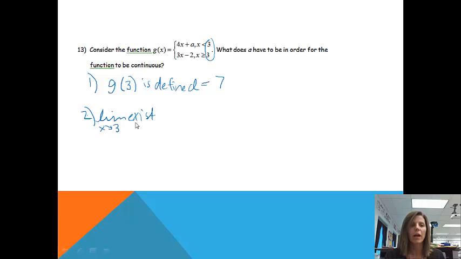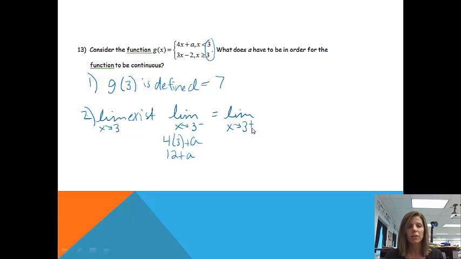Okay, next thing, we know that the limit as x approaches 3 has to exist. How do we find if the limit exists? Just like we did on that last problem, we're going to find the limit as x approaches 3 from the left. We know that would have to equal the limit as x approaches 3 from the right. So again, we're going to go find these. Approaching from the left would be values that are less than 3, so I'm going to use the top formula. If I plug 3 in for my x, leaving my a alone because I don't know what a is, I will get 12 plus a.